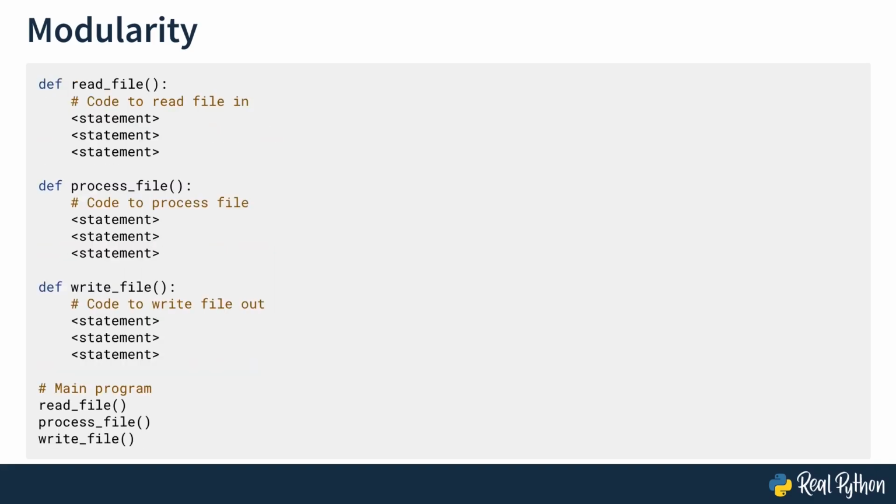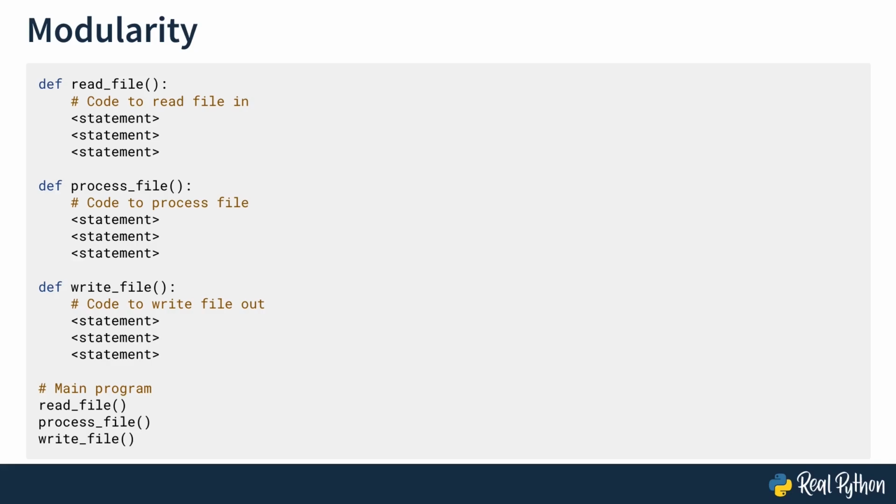A better solution would be to take each of these segments and write a function to perform that task. Create a function to just read the data, and whatever steps are there, go in that function. Create another function to process the data, and whatever instructions were involved there would go in that function. And then another function to save that data back to a file with its related statements. And then your main program looks much cleaner. You simply call each of the functions.